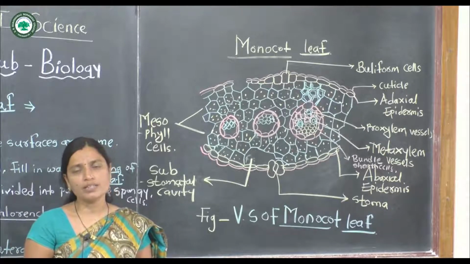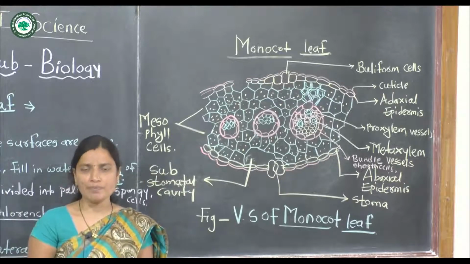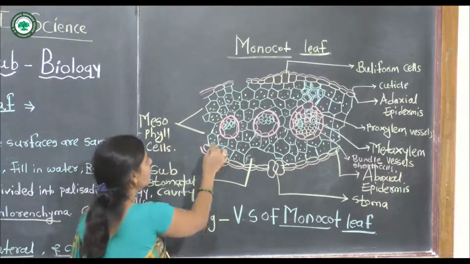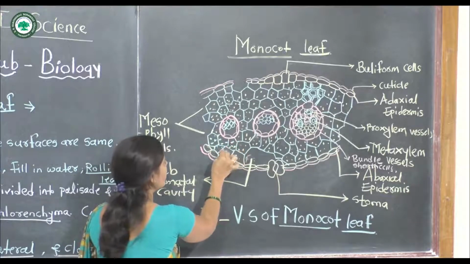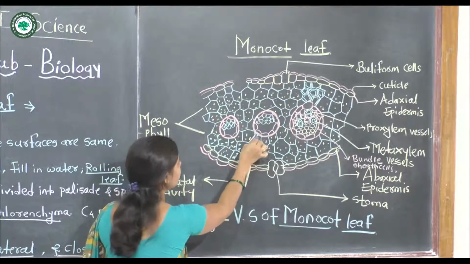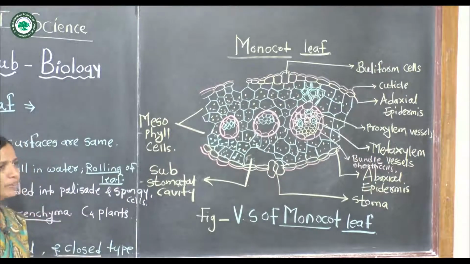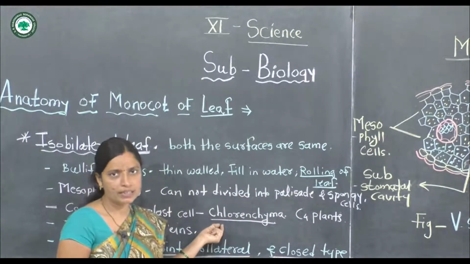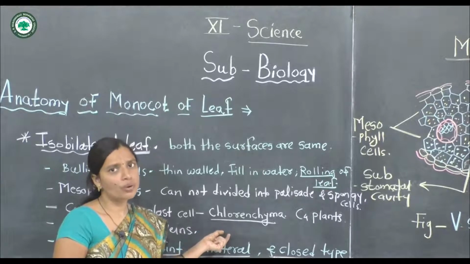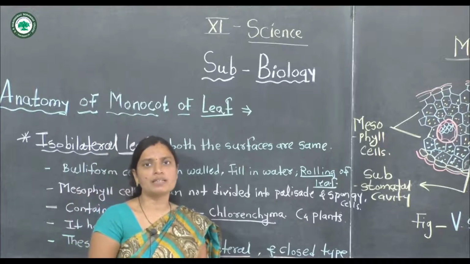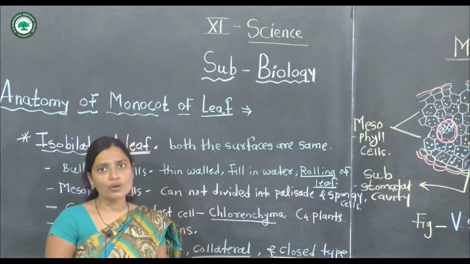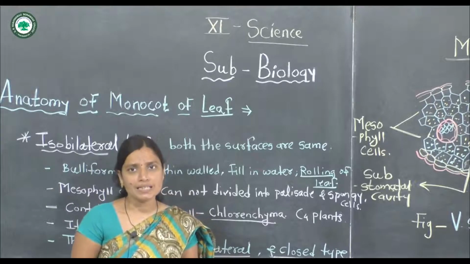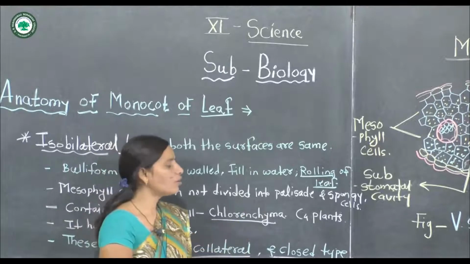The internal structure is similar to dicot leaves, but the mesophyll cells are not divided into palisade and spongy tissues, only mesophyll. Most importantly, the mesophyll cells contain chloroplasts. A large number of chloroplast-containing cells are present in the mesophyll, and these are chlorenchymatous cells because of the presence of chloroplasts, which are important for photosynthesis. These cells are called chlorenchyma.